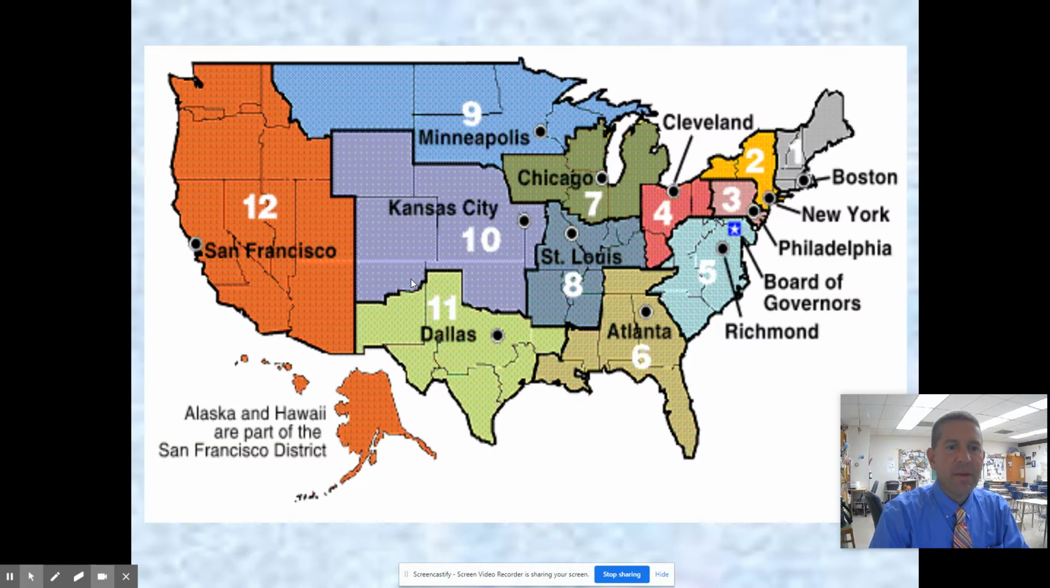This is a map of the Federal Reserve districts. There are 12 of them. There's sort of a capital of each of those 12 districts. St. Louis is one, Kansas City, Chicago, Minneapolis, Cleveland. There is a Federal Reserve Bank in each of those cities.